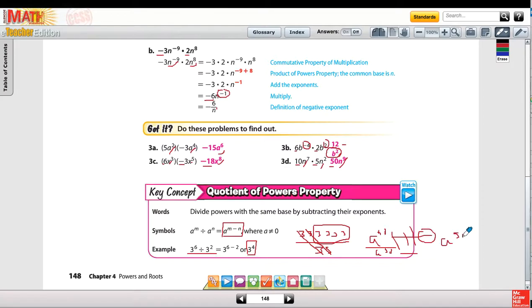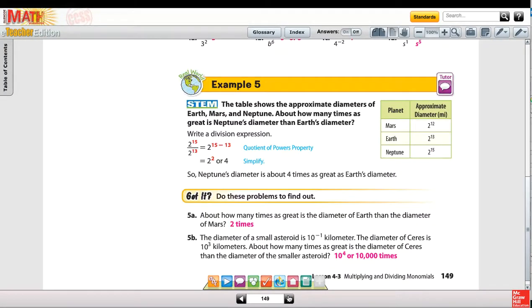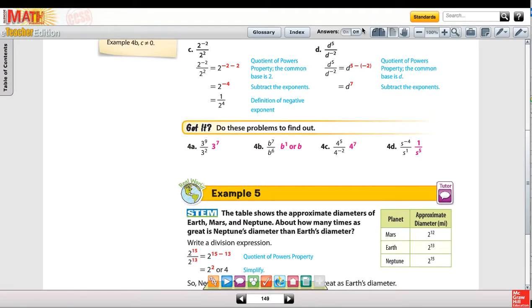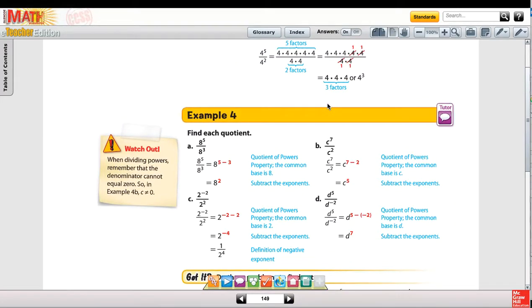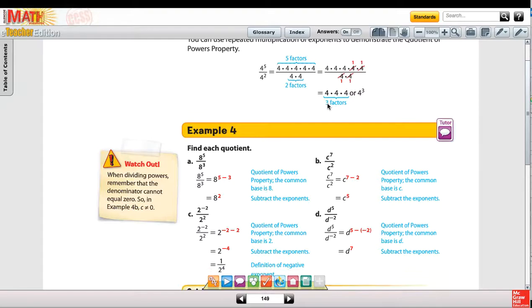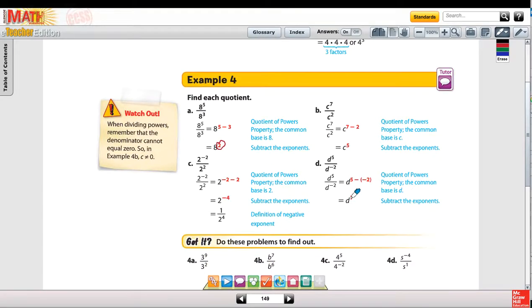Let's take a look at some of these quotient of power property problems. At the top of page 149, we have example 4, and we have 8 to the 5th over 8 to the 3rd, which is equal to 8 to the 5 minus 3, or 8 squared. In B, we have c to the 7th over c to the 2nd. 7 minus 2 is 5.